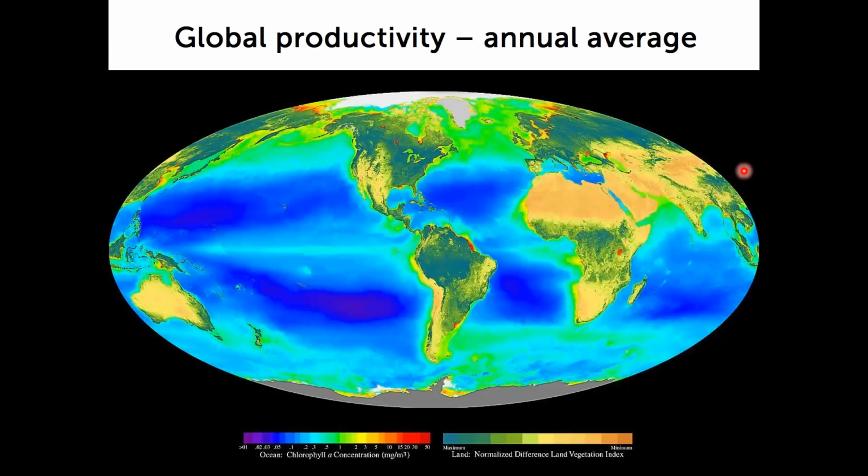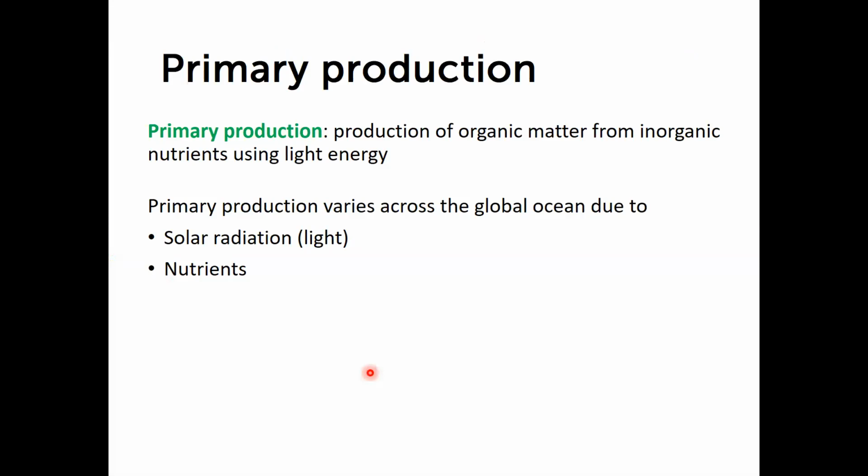So we've looked at this chlorophyll map a couple of times to see how nutrient concentrations differ around the globe. But this is an annual average. So if we look at concentrations of chlorophyll and average them over an entire year, we get this image. But productivity can change seasonally. So we see differences in chlorophyll concentrations based on different latitude, but we also see differences in different seasons.